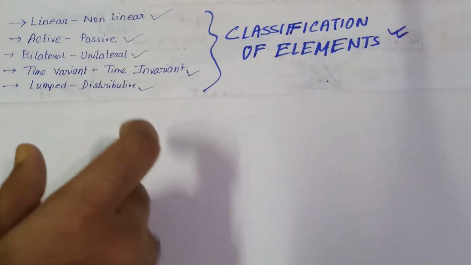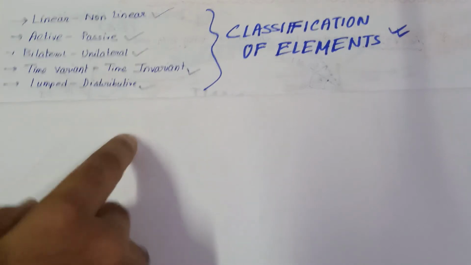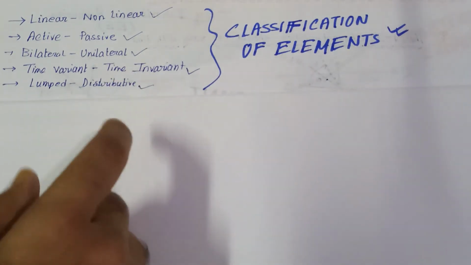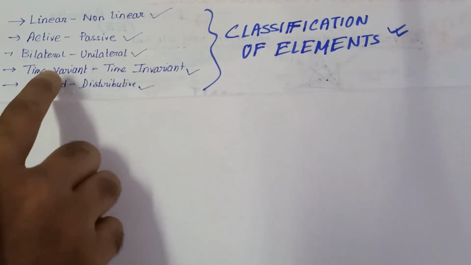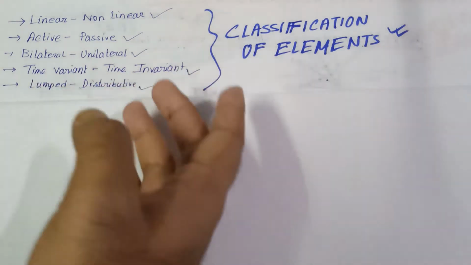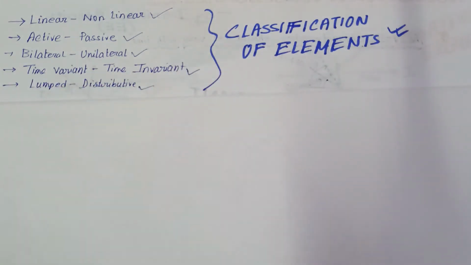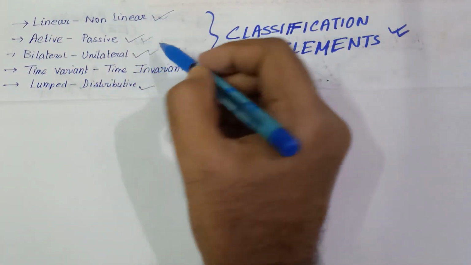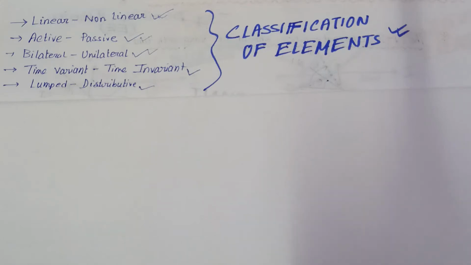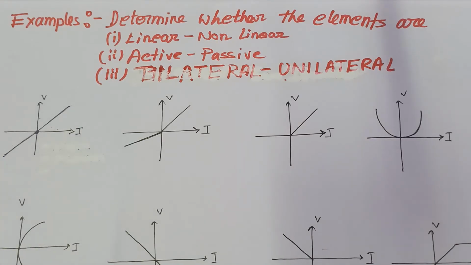One more thing: if the VI characteristic is shown for only one time instant, then you cannot determine from only one VI characteristic whether the element is time variant or time invariant. But you can easily determine linearity, non-linearity, active, passive, and bilateral, unilateral terminals. So write down the question: determine whether the elements are non-linear, linear, active, passive, bilateral, unilateral. We'll analyze all these VI characteristics one by one.